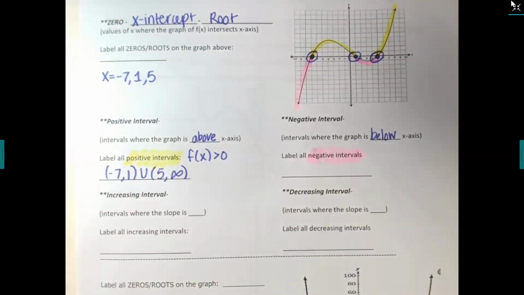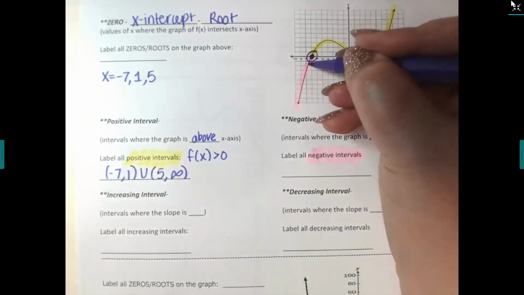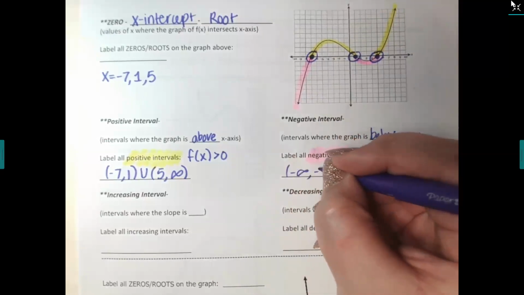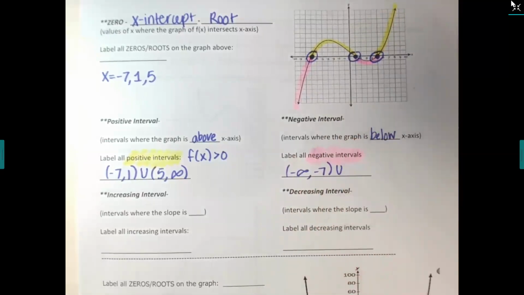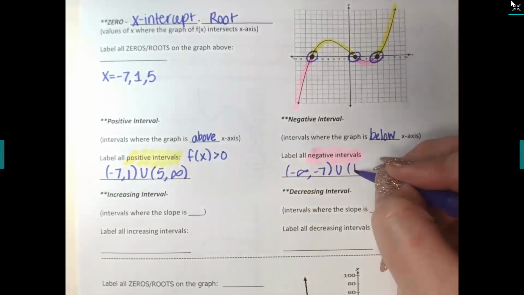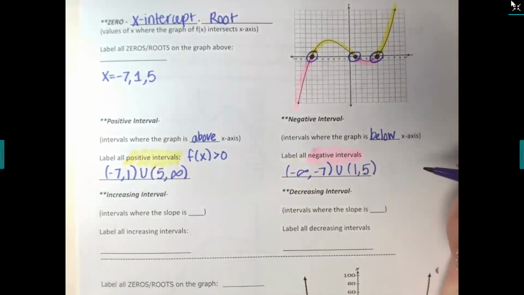For my negative intervals, this is -7 till the left end of the graph. So that would be from -infinity until -7. And then my other little pink section of my graph is just right here between 1 and 5. So I would put 1, 5.